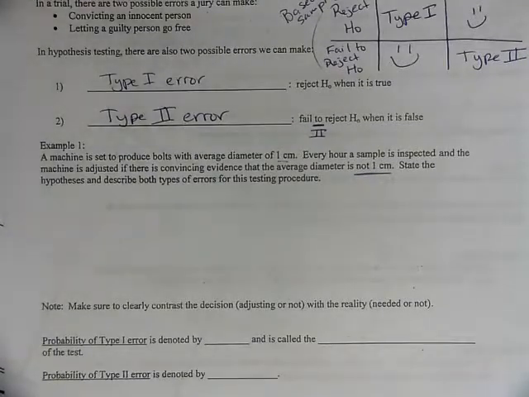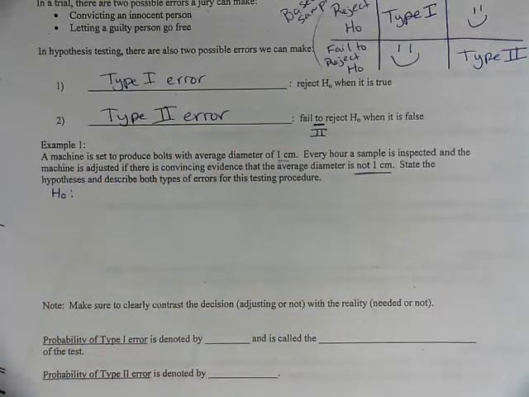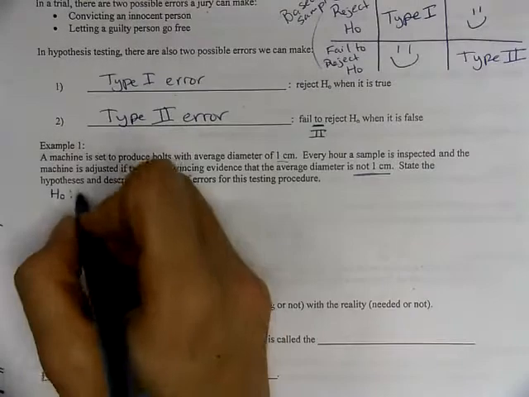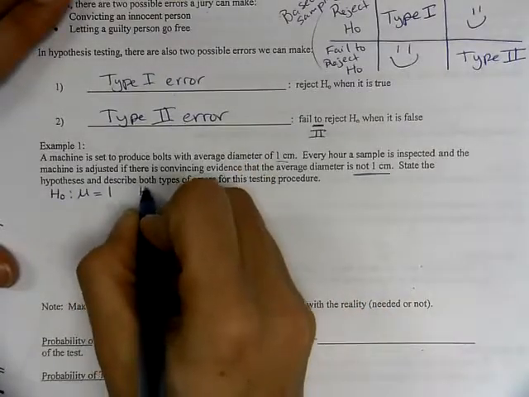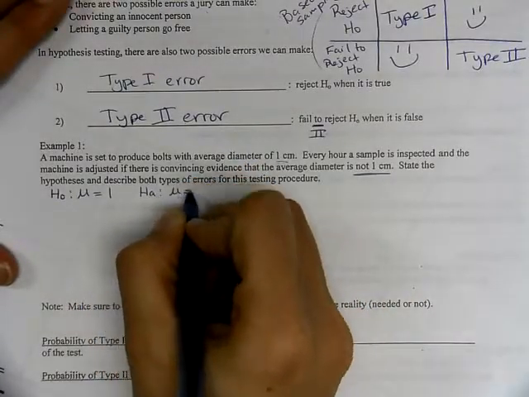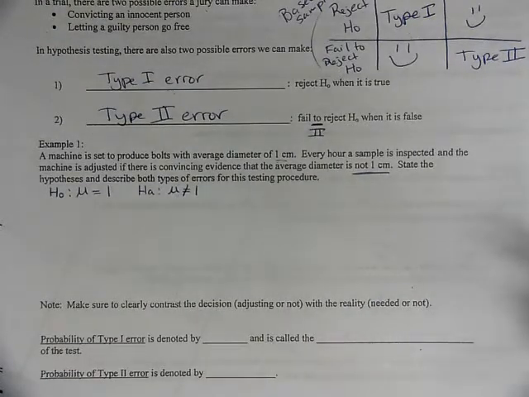So first thing you always want to figure out is what's your Ho and Ha. So our null hypothesis, remember from yesterday, is always an equal. So for here it should be that mu is equal to 1. That our bolts have a diameter of 1 centimeter. Our alternate is that mu is not equal to 1. We don't care if it's greater than or less than, we just want to know if it's not equal to.